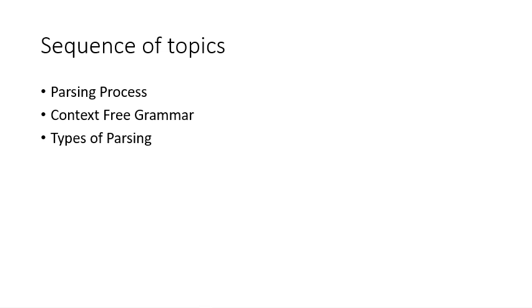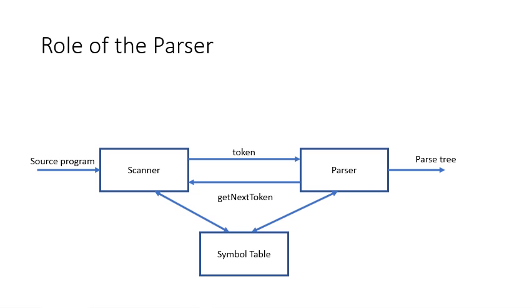Now, the sequence of topics for these forthcoming lectures in the second phase of compilation: we will first look at the parsing process. Then we will look at context-free grammar. Context-free grammar you have already studied in your TOC class, so I am not going to go very much into details; we'll just do a quick recap. Then we will look at the different types of parsing that are available, and then we will look in detail at the different parsing algorithms. So let us start with the first step, that is the parsing process.